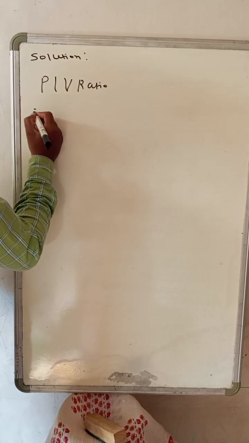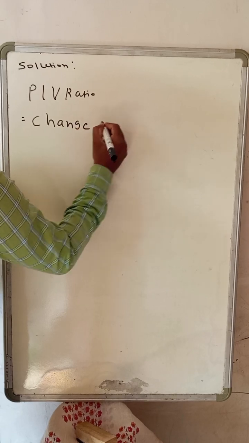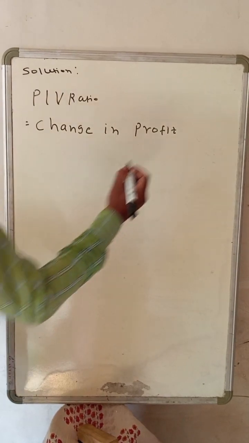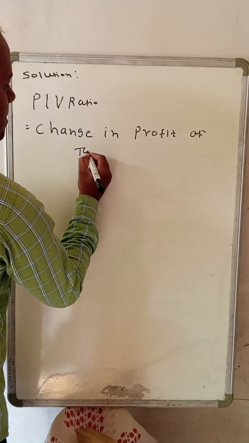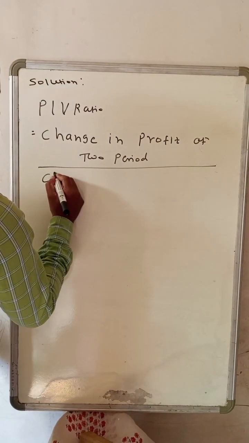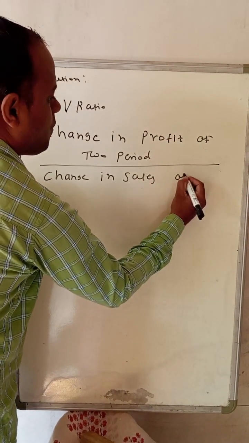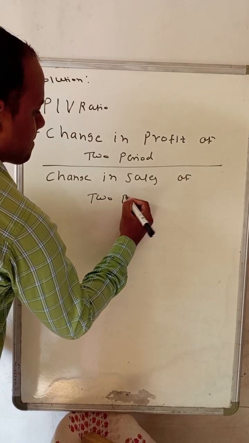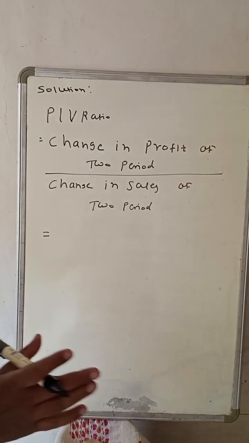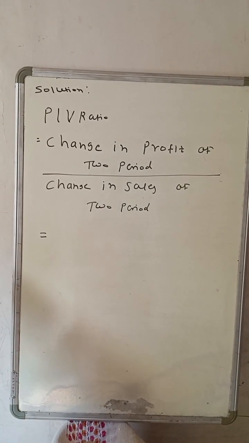When two periods are given, then the formula should be change in profit of two periods divided by change in sales of two periods. There is no cost bifurcation given, so we have to find out the difference of the profit and difference of the sale. So check out the problem.